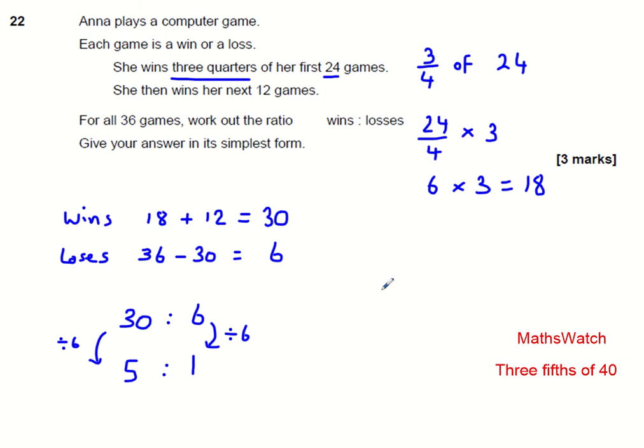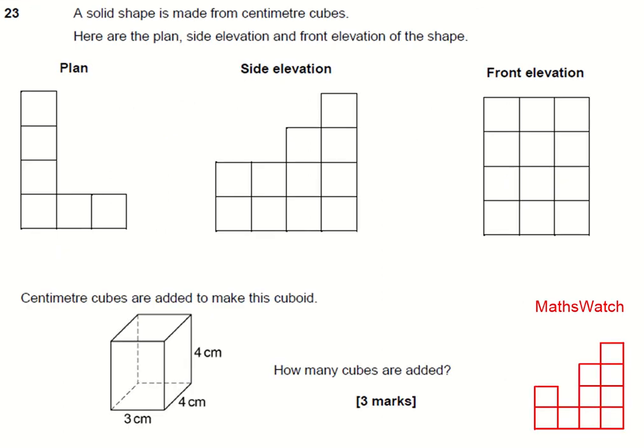Question 23. A solid shape is made from centimetre cubes. Here are the plan, side elevation and front elevation of the shape. Right, so a plan view is what the shape looks like from up above. So if we're looking down on the shape, all we would see is a series of blocks forming an L. But it doesn't tell us what sort of levels they are, how tall they are. That's why we need the side elevation and the front. So the front of these three squares is basically looking at this plan from that direction. That would be the front.